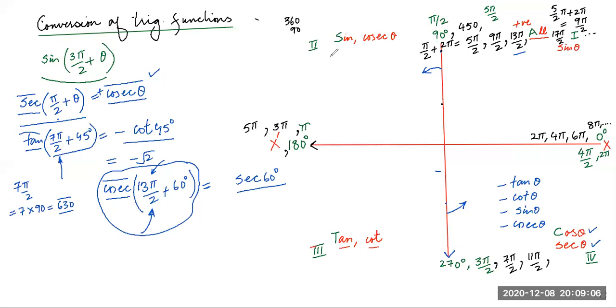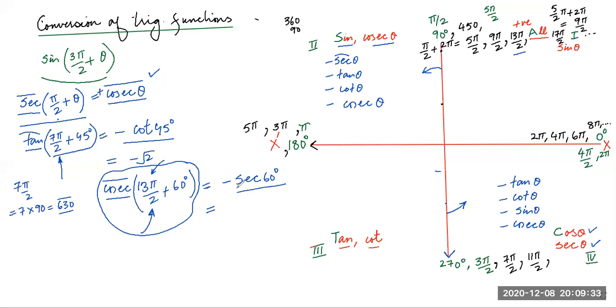Negative. In this quadrant, you see that secant theta is negative, tan theta is negative, cot theta is negative. Then tell me cosecant theta, the reciprocal of secant theta's complement, is negative. Only sine theta and cosecant theta are positive. So secant theta is negative. It will be minus secant 60.